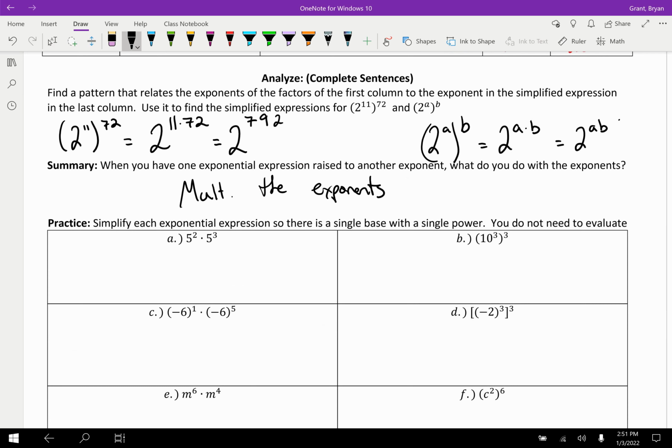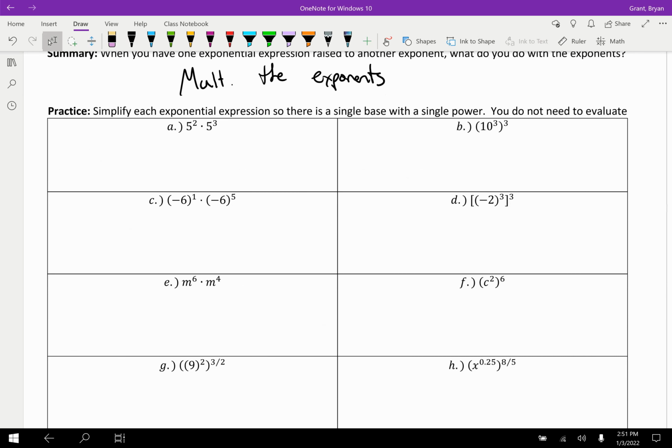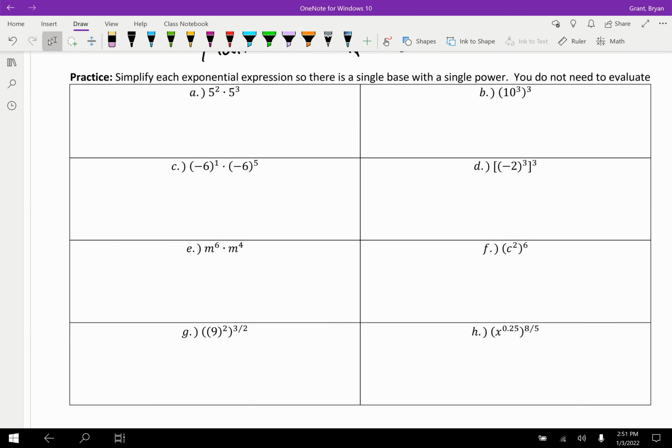So let's get a little practice in. I have 8 questions down at the bottom of this page. With these 8 questions, you can use your calculator to assist you if you need, but you should, of course, strive to try this without a calculator. Your goal is to write each problem so that there is a single base, so one big number, and a single power, just one exponent. Okay? And the trick here is you're going to have to decide, well, when do we add exponents and when do we multiply? So, see what you guys can do. Once you're done, you can unpause and check your answers with mine. Ready, set, go.